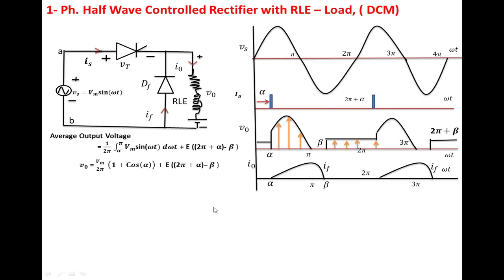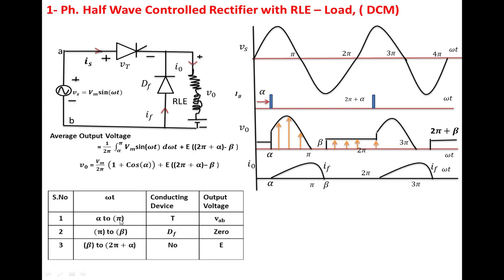Now we are going to put the same circuit operation in table form. Alpha to pi, the SCR is conducting, the output voltage becomes the input voltage Vm sin omega t. Pi to beta, the freewheeling diode is conducting, the output voltage is 0. Beta to 2 pi plus alpha, no device is conducting in the circuit, the output voltage becomes E.